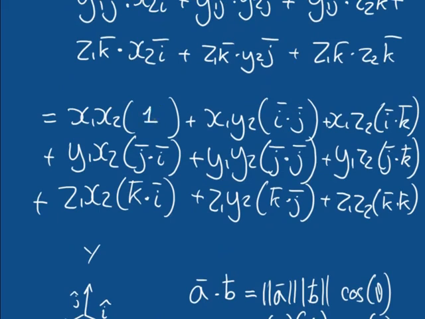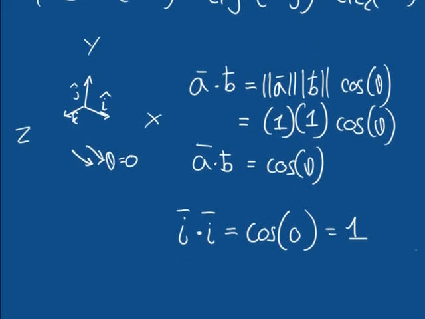So we had i dot j is different, i dot k is different, j dot i is different, j dot j, they're the same vector, therefore the angle between them is 0, therefore the cosine of the angle between them is a value of 1. j dot k is different, k dot i is different, k dot j, they're different, k dot k, these are the same Cartesian vector, therefore the angle between them is 0 degrees, therefore the cosine of the angle between them is a value of 1. Fantastic.